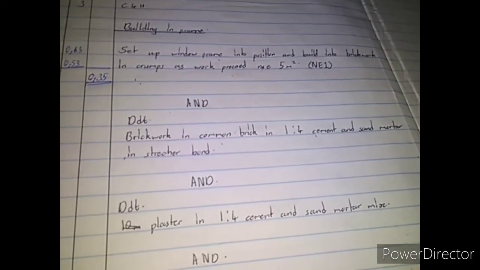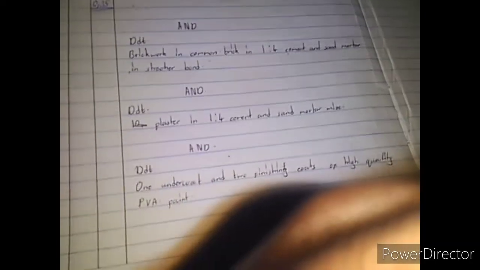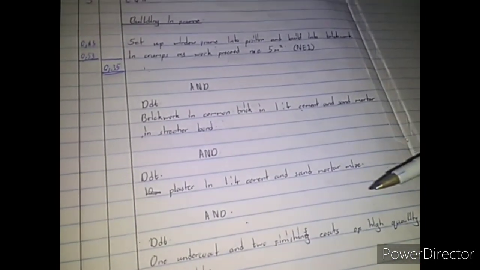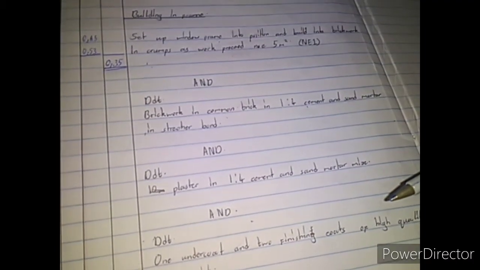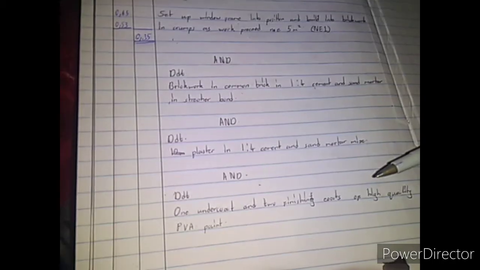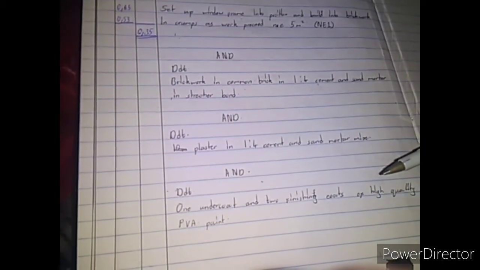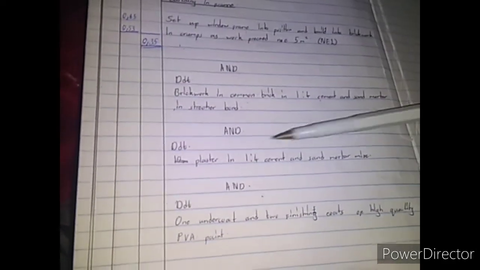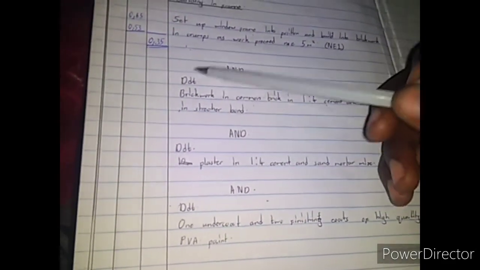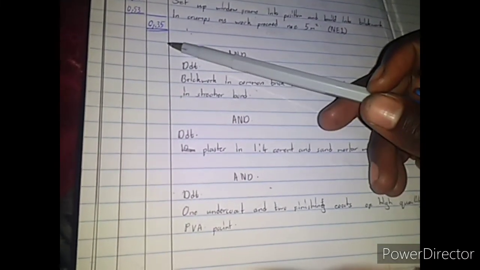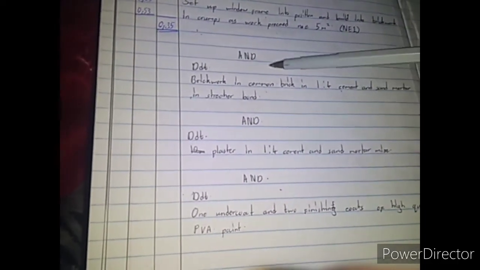And then we say deduct brickwork in common bricks in 1:4 cement, sand, mortar, and stretcher bond, and deduct plaster in 1:4 cement and sand mortar mix, and deduct 1 undercoat and 2 finishing coats of high quality PVA paint. Remember, on our takeoff list we have that part for adjustment for openings. What I did is match the adjustment of openings to building in frame.